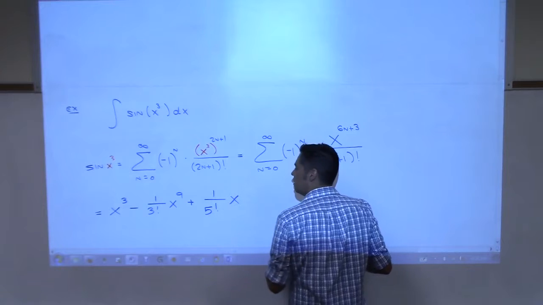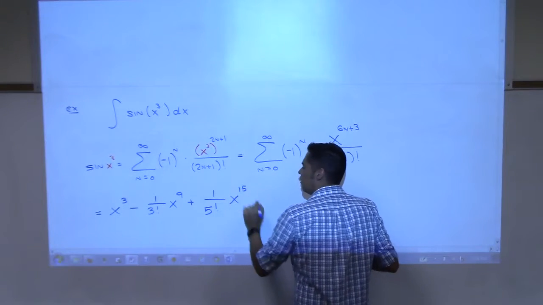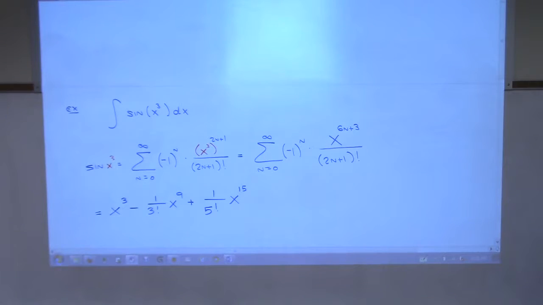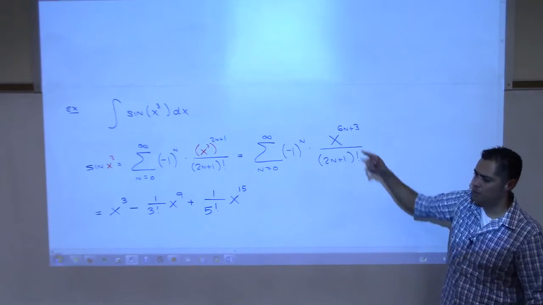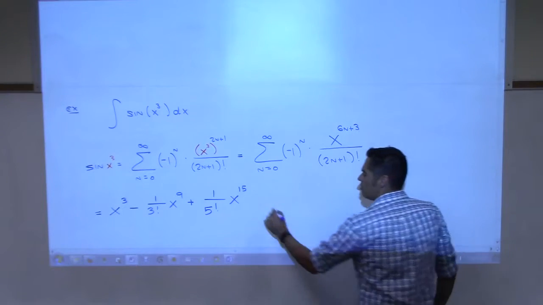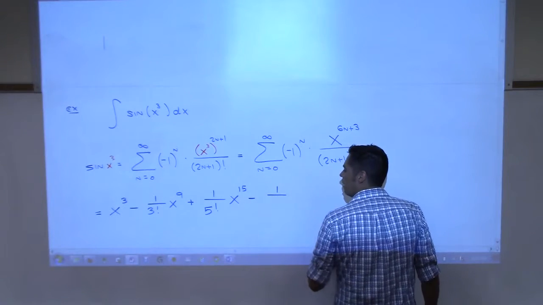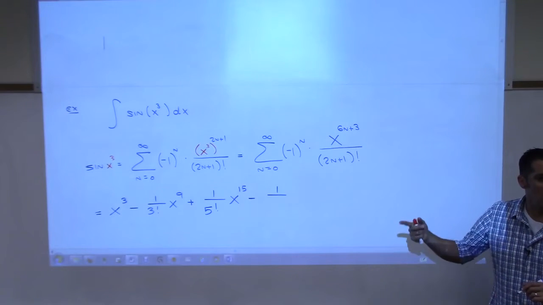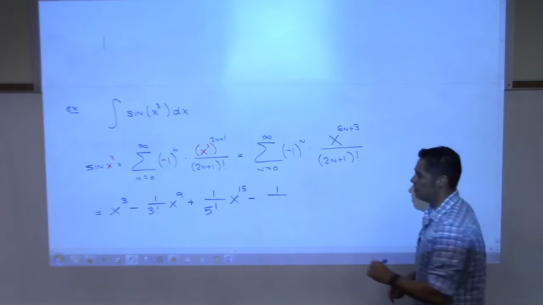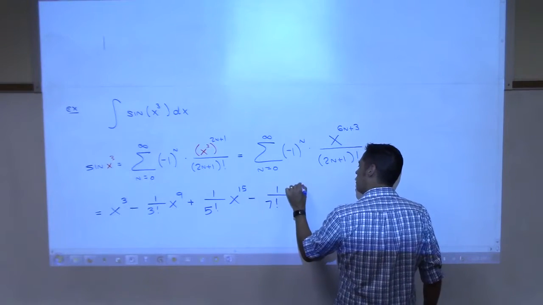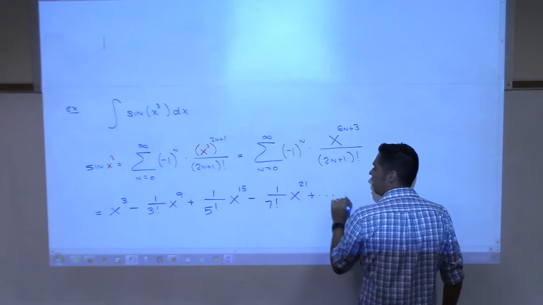X to the 15th. What's happening is these powers keep going up by 6, don't they? You can see it right here, 6n, so they keep going up by 6, and they started at 3. So I should have minus 1 over, now the denominator, the factorials are going up by 2, but they're odd numbers, right? That's from this. So 7 factorial, right? X to the 21 plus dot, dot, dot.